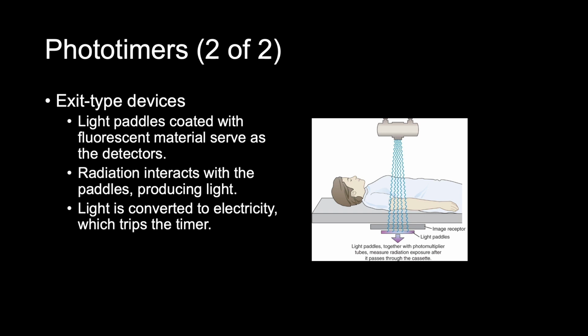So this picture here shows the phototimer automatic exposure control system. The detectors are located directly below the image receptor. This is an exit type device in that the X-rays must exit the image receptor before they are measured by the detectors. And you can see the light paddles underneath the image receptor. Together with the photomultiplier tubes, they measure the radiation exposure after it passes through the cassette.